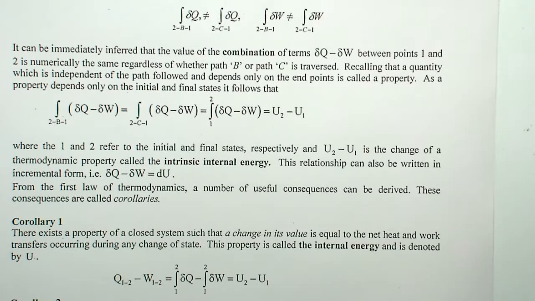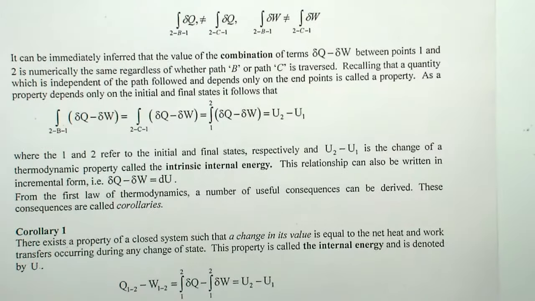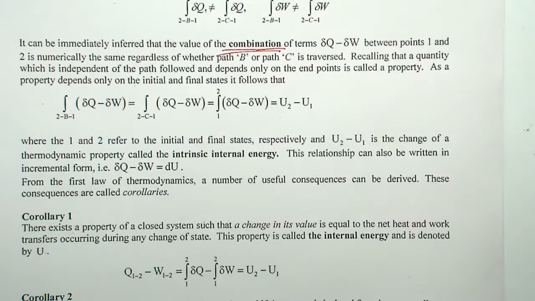However, what that means is that the value of the combination of the heat and work will be equal to each other for route B and C. And that combination is important. So in isolation, you can't say that the amount of heat in either of these curves will be equal to each other, likewise for work as well, but when you combine them, they are actually equal to each other. This is exactly how we introduce that intrinsic internal energy.